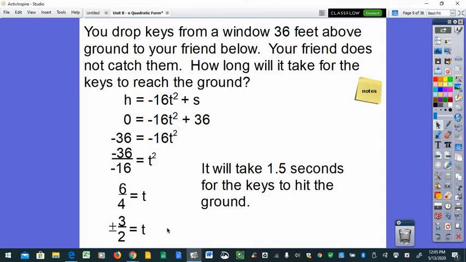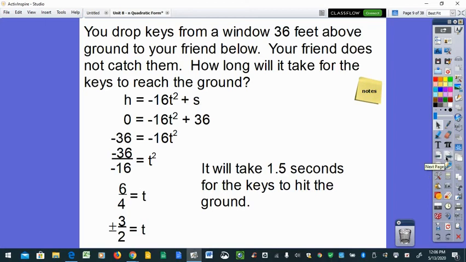You're already starting sort of 1.5 seconds up on the parabola, if that makes any sense. So that's what the negative 1.5 is. If you went back in time negative 1.5 seconds, you would bring those keys to starting at 0, before you went up to the 36 feet.